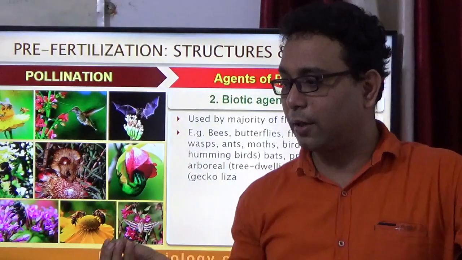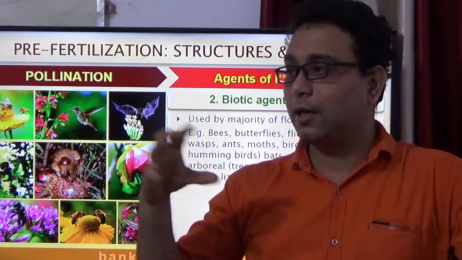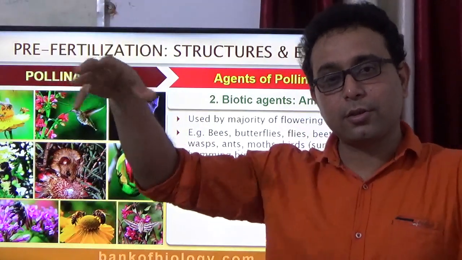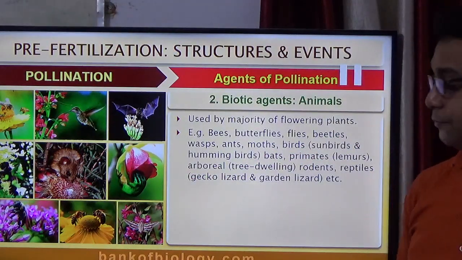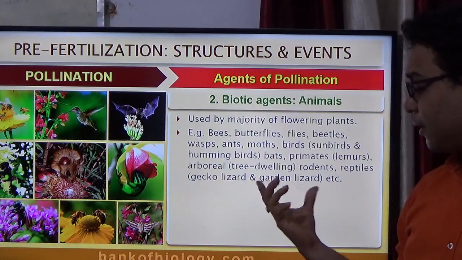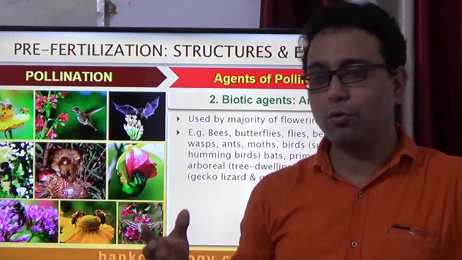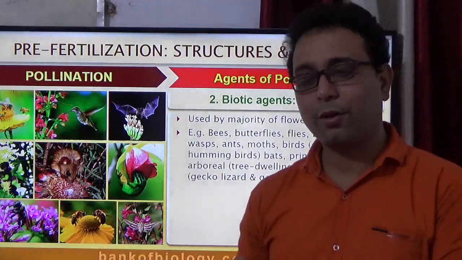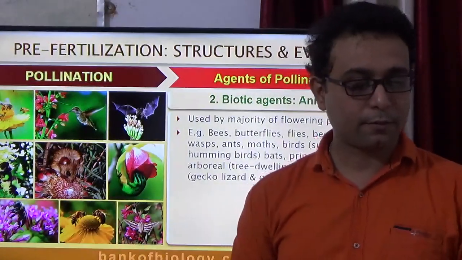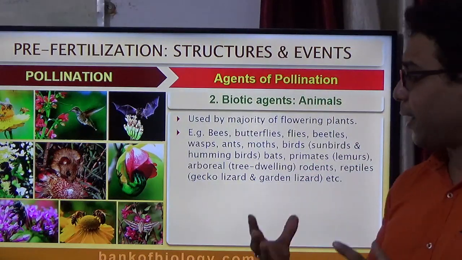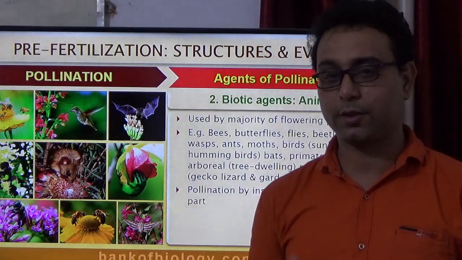That means this type of rats. Generally they inhabit the twigs of the tree, so they also help in pollination. Some reptiles like the cave lizards and the garden lizards also help in pollination, because when they move from one place to another, pollination happens automatically. So their help is also there in pollination. So these are the biotic agents, the animals, and it is the most important type of pollination.